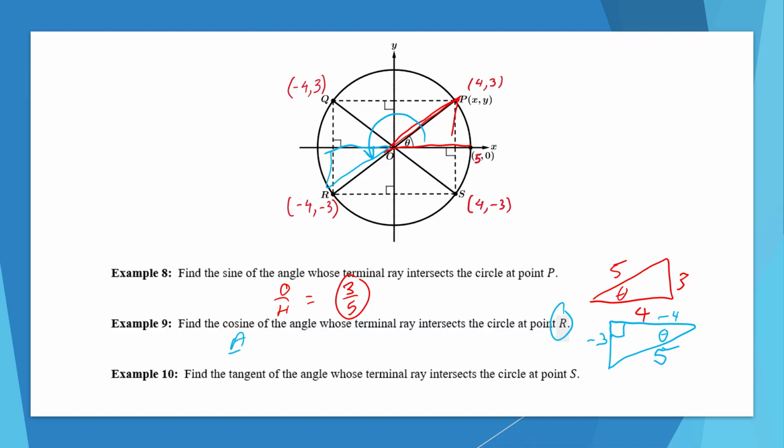Cosine is adjacent over hypotenuse. So this should be adjacent is -4 over +5, which is the hypotenuse or radius. And so that is our answer for number 9.